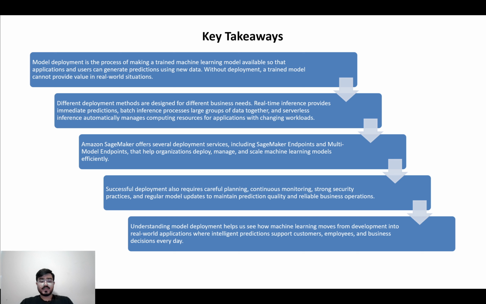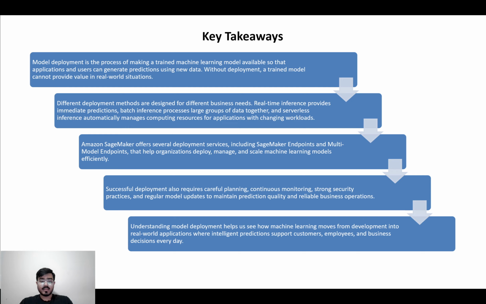So before we finish today's presentation, let's quickly review the most important ideas we learned. First, we learned that machine learning model deployment is the process of moving a trained model into a production environment where real users and applications can use it to generate predictions. Next, we learned that deployment is what allows businesses to turn a machine learning model into a practical tool that solves real world problems. We also explored the three different deployment methods: real time inference, batch inference, and serverless inference.